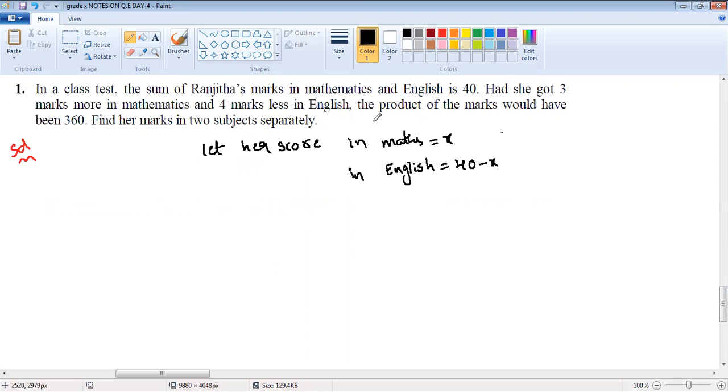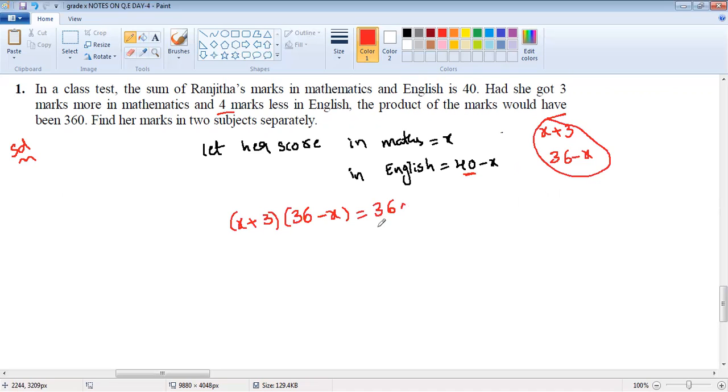Had she got 3 marks more in maths, it becomes x plus 3. Am I right? And 4 marks less in English. It means from 40 you cut 4, so it becomes 36 minus x. Got it? These are the new marks. The product of them, x plus 3 into 36 minus x, is equal to 360.